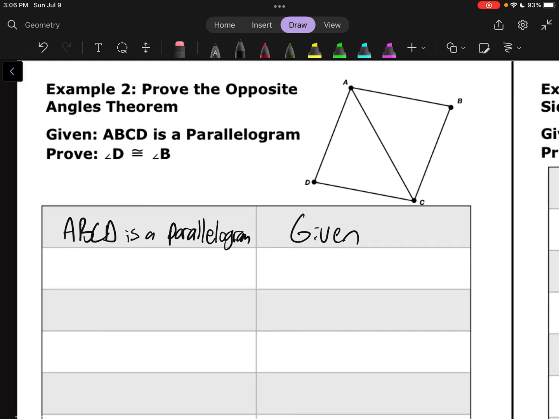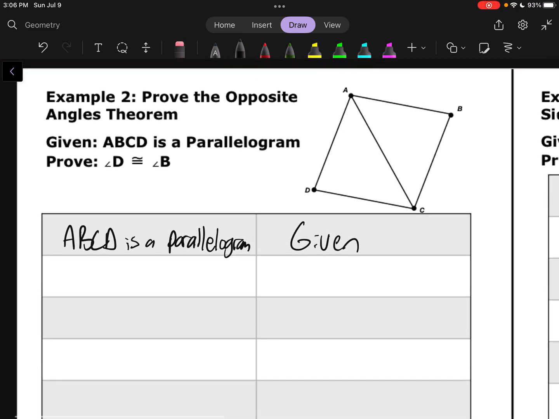Well, my strategy is that by showing that diagonal AC, I've kind of split this parallelogram into two different triangles. And all the proofs that we've done previously in these previous videos have all involved congruent triangles. So here's my strategy. I'm going to try to prove that those two triangles have to be congruent, because if they're congruent, then I could use CPCTC, corresponding parts of congruent triangles are congruent, to show that angle D must be congruent to angle B.